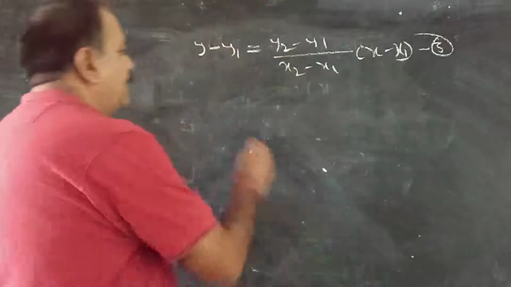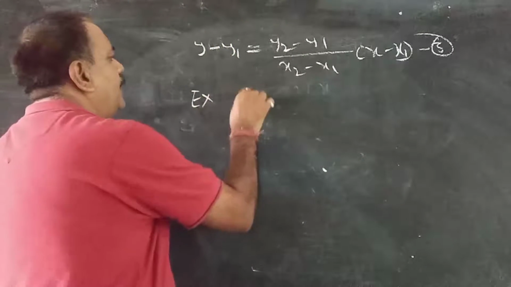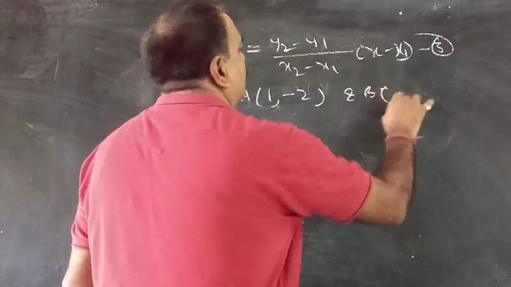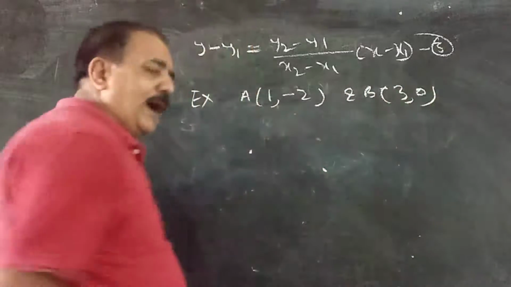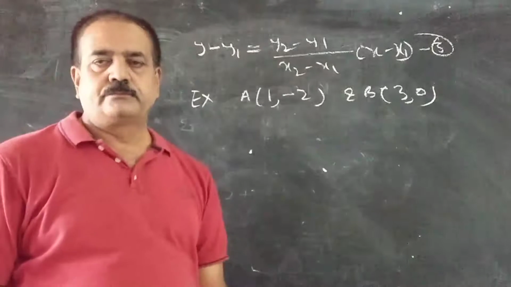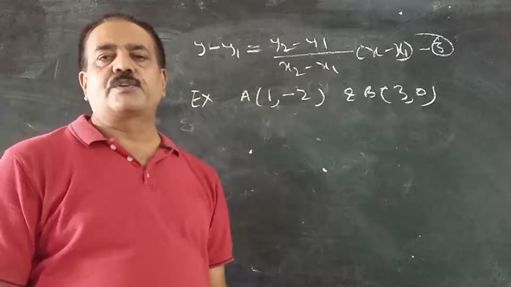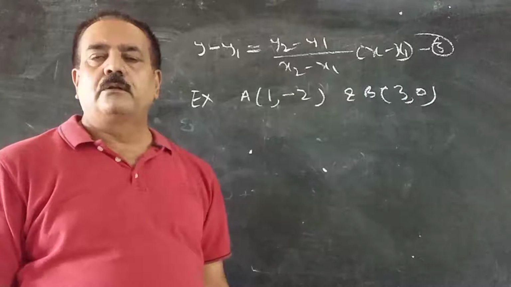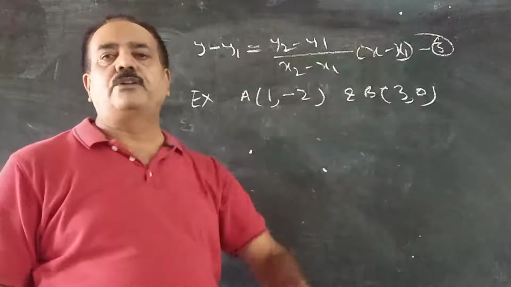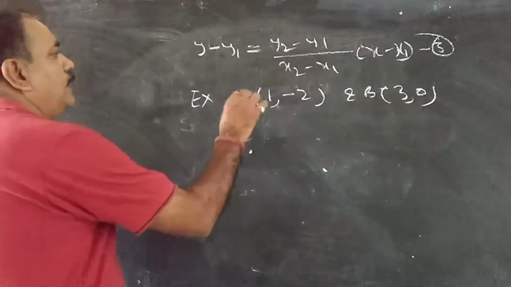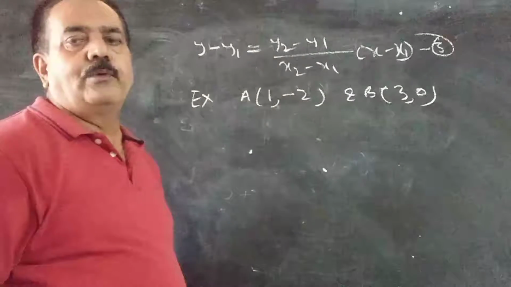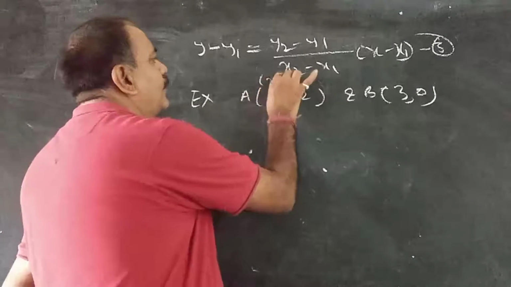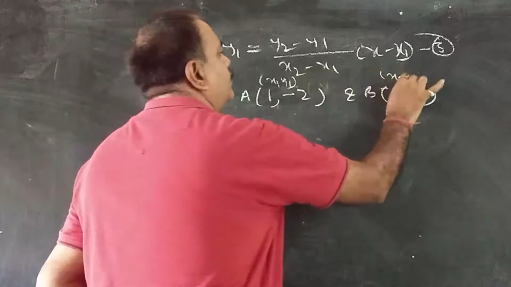Say, for example, A coordinate 1, minus 2, B coordinate 3, 0. Find the equation of a line. Is that clear? Find the equation of line. So 2 coordinates are already given. We can use the third form to find the equation of the line. So any one we can suppose x1, y1, and any one we can suppose x2, y2. Let us say this is x1, y1 and this is x2, y2.